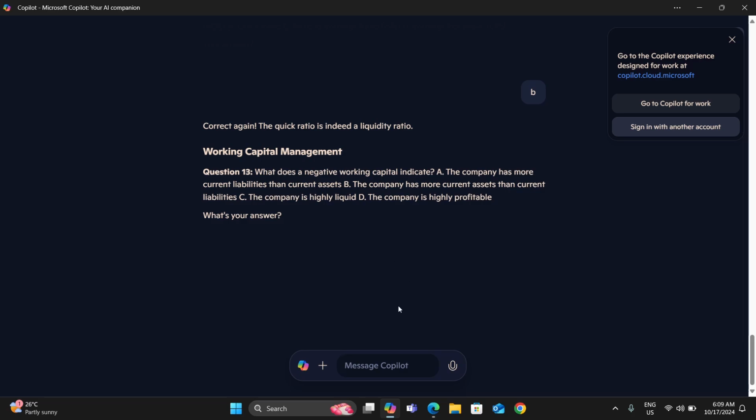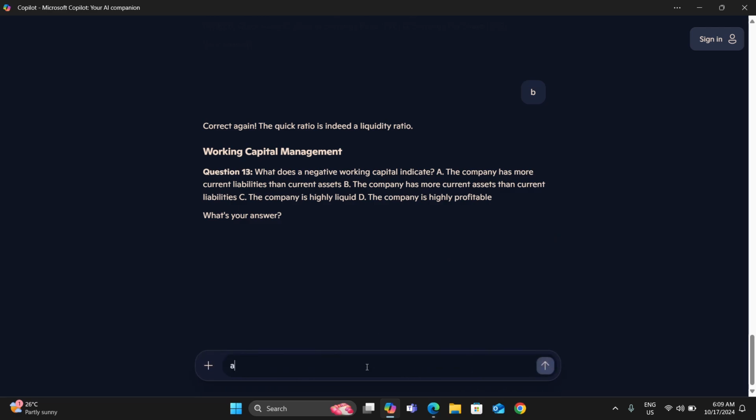So what does a negative working capital indicate? The company has more liabilities than current assets. The company has more current liabilities than current assets. Yes, that's it. That's the best. Okay, the company has more current assets than current liabilities. The company is highly liquid. The company is highly profitable. So the best answer is letter A.